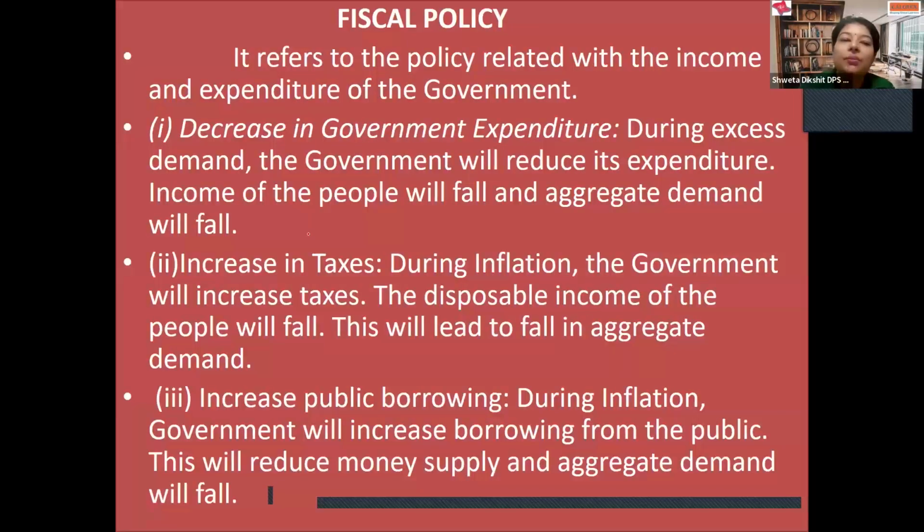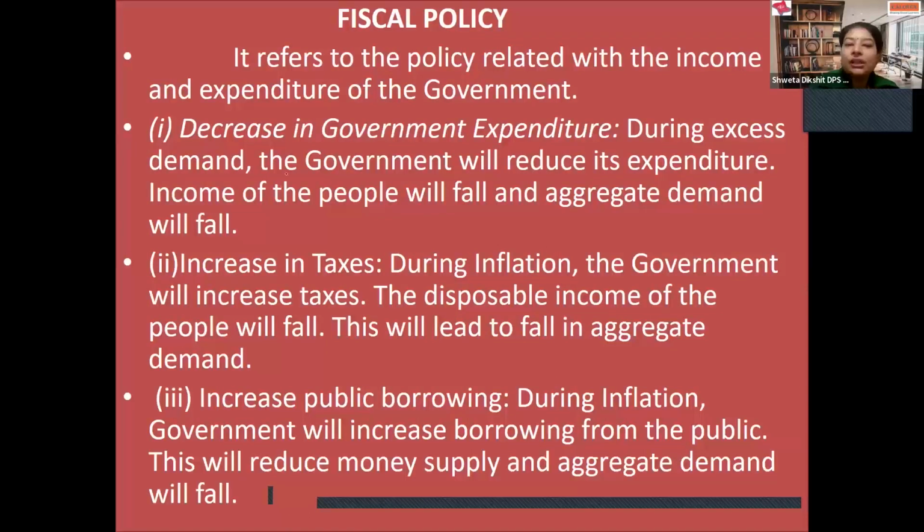Now comes fiscal policy. Whatever policies we just studied are known as monetary policy. Monetary policy is completely controlled by the RBI. Remember, children, if you're asked only about monetary policy, write only quantitative and qualitative measures. If you're also asked about fiscal policy, then you will write these points. And if there are no specifications, then you need to write everything.